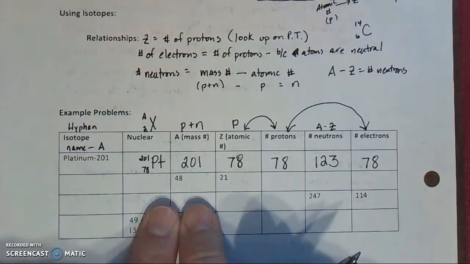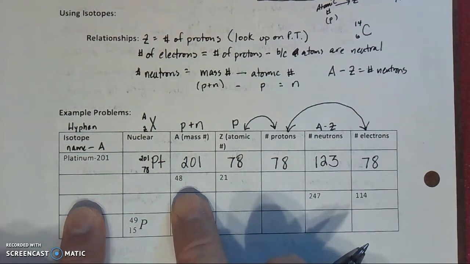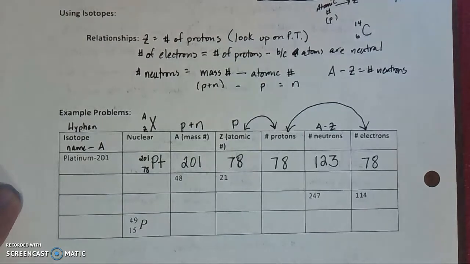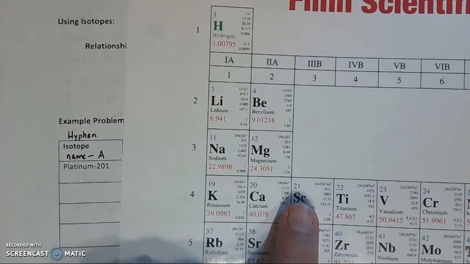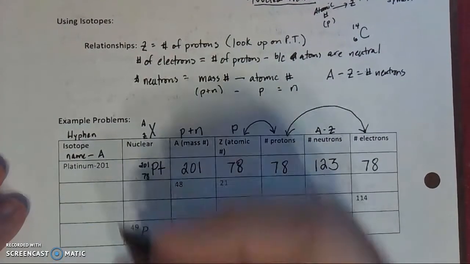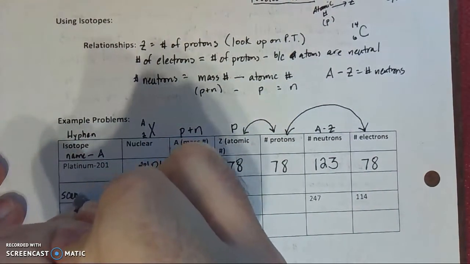Let's look at the second one. So in our second row, all we're given is the mass number and the atomic number. So if we know what the atomic number is, we know what the element is. All we have to do is find number 21 on the periodic table. And if we look at number 21, it's scandium right here. So we look for number 21, we see it's scandium, symbol is Sc. So I'm going to go ahead and write down its symbol, and I'm going to write down its name, scandium.